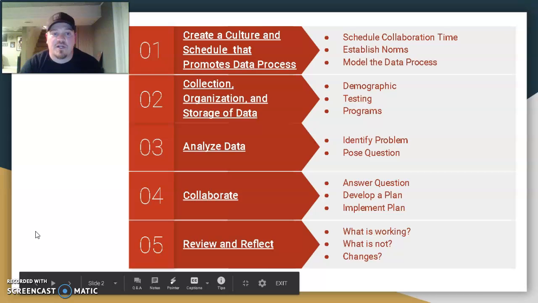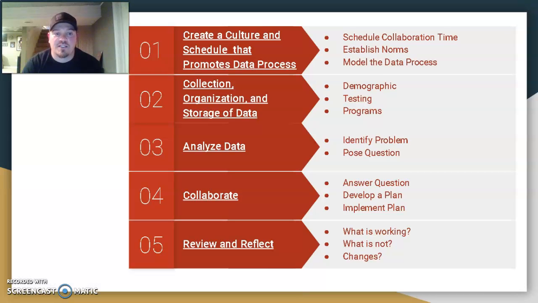So the first organizer I did just kind of lays out the plans for the school and the steps that we should take as a staff and as an administration. So first says create a culture and schedule that promotes the data process. So this would be making time for collaboration, establishing norms, and modeling the data process as administrators.